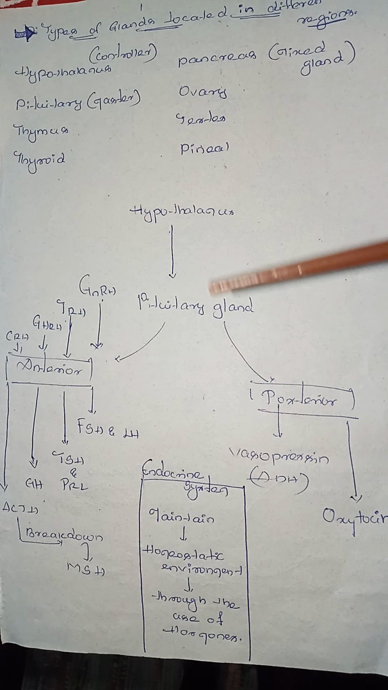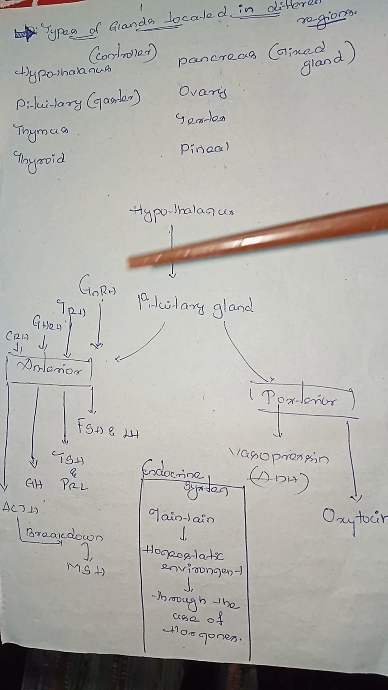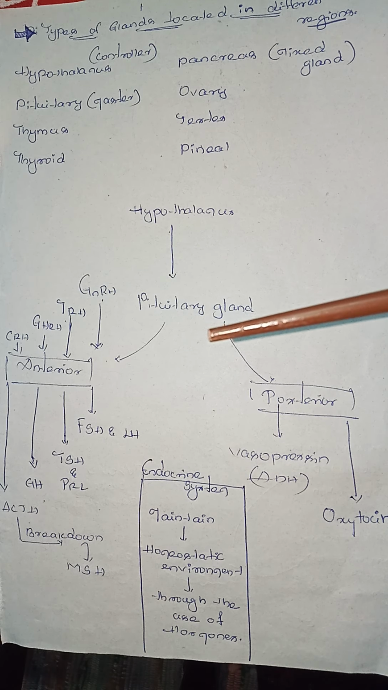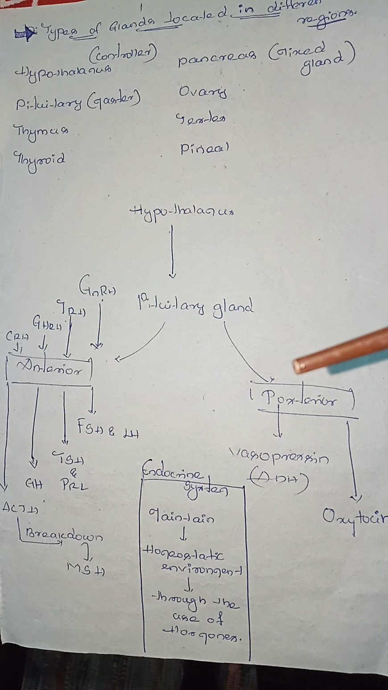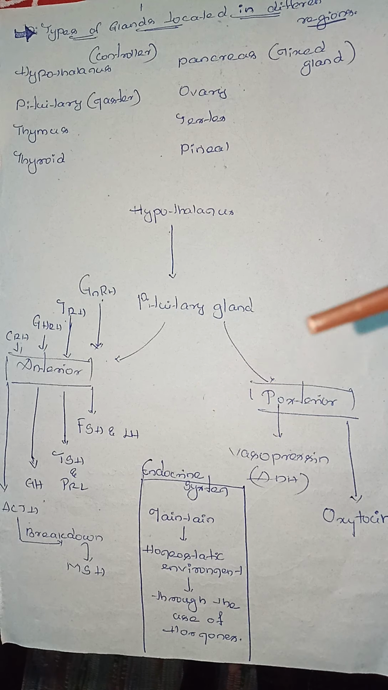Let's see one by one. Hypothalamus releases gonadotropin releasing hormone. Before going to these hormones, you have to know that the pituitary gland has two regions, front side and back side: the anterior part of the pituitary gland and the posterior part of the pituitary gland. The anterior part releases some specific hormones. The posterior part releases specific hormones.